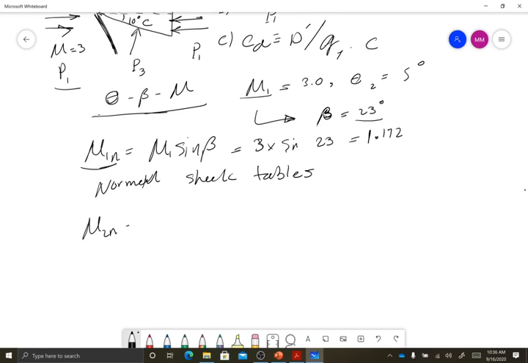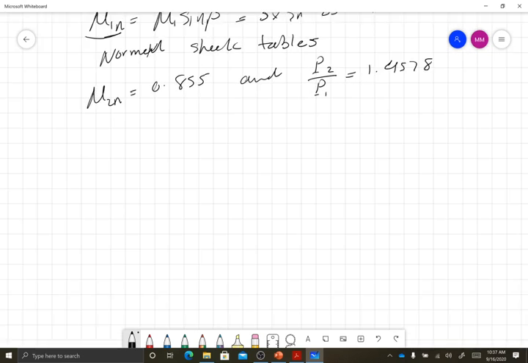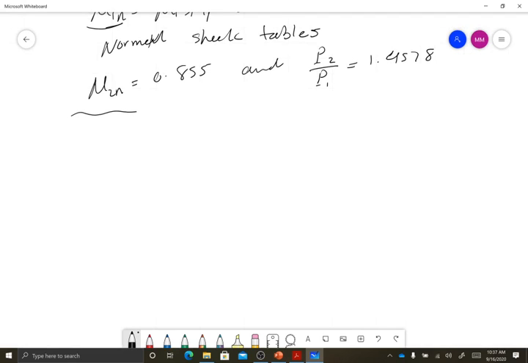To find the normal component of the Mach number after the shock wave, if you go to those tables, you can get this value for the normal component of the shock wave, and we can also find the pressure ratio. We can do the same thing for M2. So we have the pressure ratio, but we don't have the Mach number. This is just a normal component of the Mach number. You have to be mindful of that.